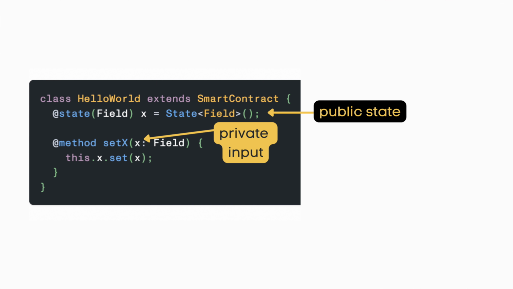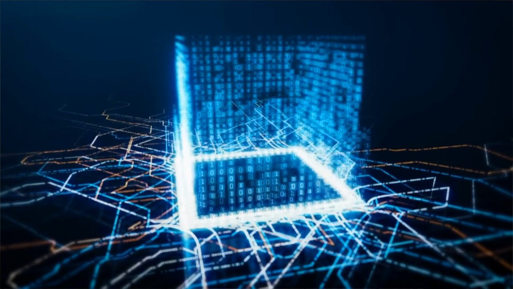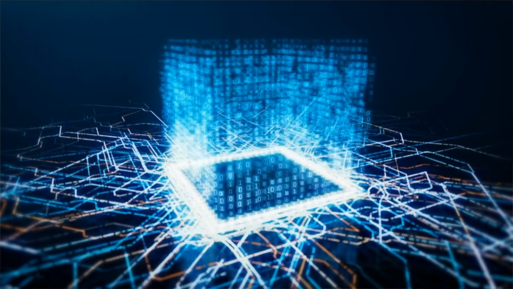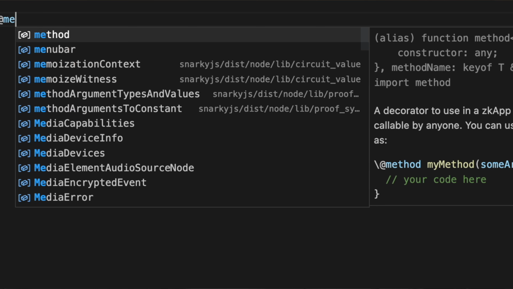While the state of a ZK app is public, method parameters are private. When a smart contract method is called, the proof it produces uses zero knowledge to hide the input and details of the computation. So the only way the method parameters can be exposed is when the app explicitly exposes them.